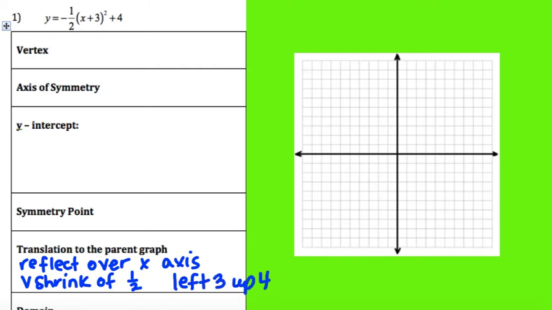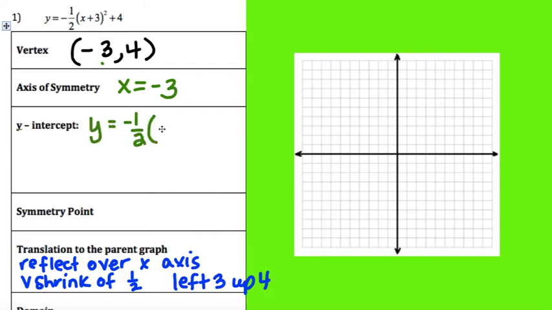All right, so let's get started with our vertex. Remember, our vertex is (h, k), so it would be (-3, 4), and remember that we always change the sign. The axis of symmetry is a vertical line going right through the x coordinate, so it would be x equals -3. The y-intercept, we set x equal to 0, and we solve for y, making sure when we write it in that we don't forget the square part.